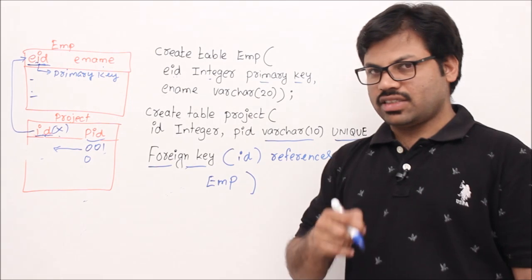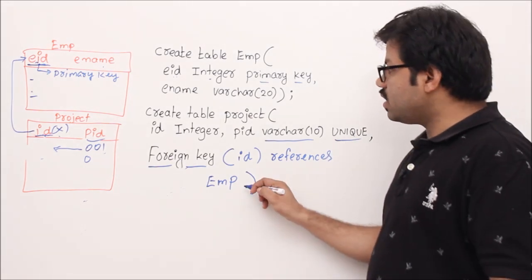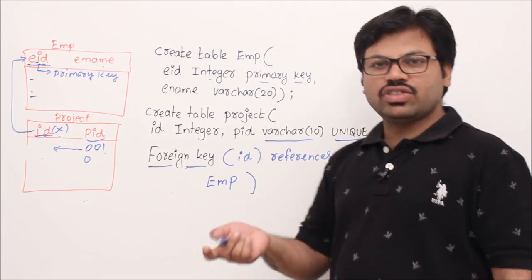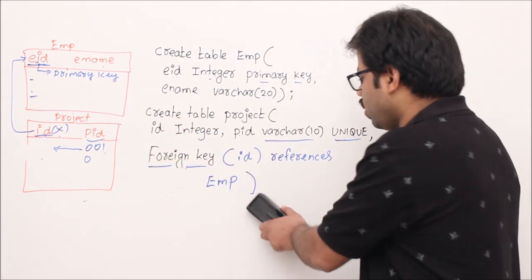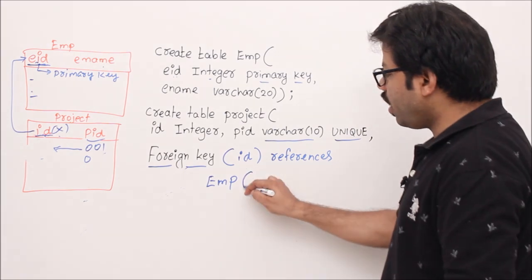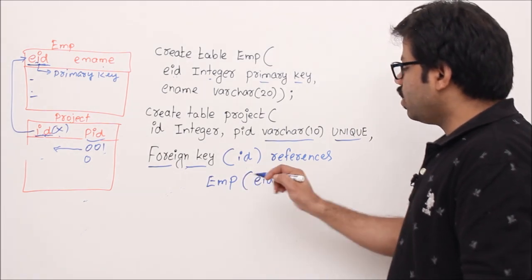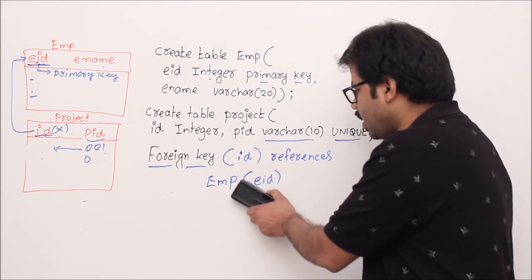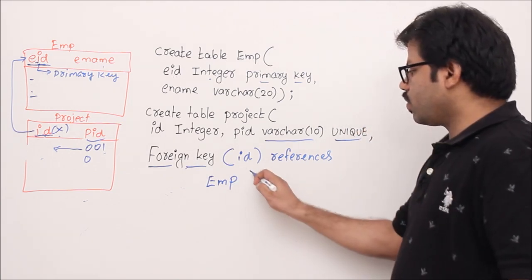Some students ask this question here: sir, you did not mention on which column. That means ID is referring to the employee table, but which column? We know that it is employee ID. Don't we write here employee and especially on employee ID? Yeah, you can write employee of EID, but it is not compulsory. Why, sir? I will tell you.